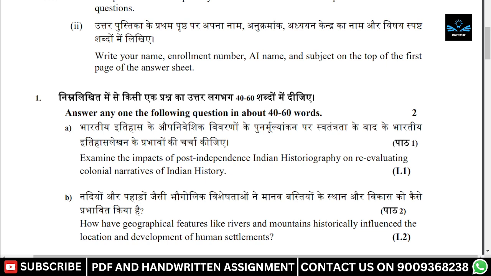So first B is: how have geographical features like rivers and mountains historically influenced the location and the development of human settlements? So this question is basically taken from lesson 2, and the word limit is 40 to 60.